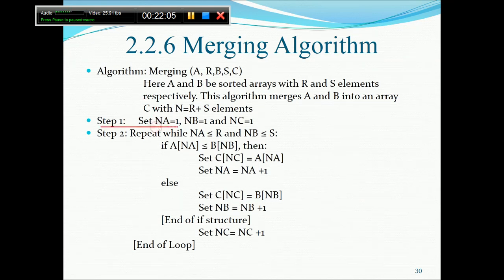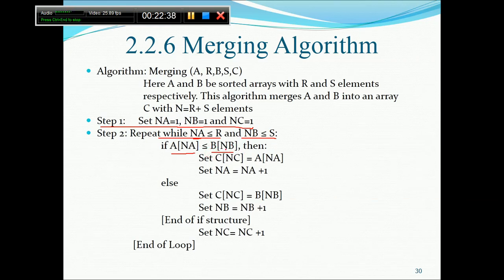So Na is equal to 1, Nb is equal to 1 and Nc is equal to 1. So every index, Na will consider the A array, Nb will consider the B array and Nc will consider the C array. They are just pointing to the first index. Now while Na is less than or equal to R and Nb is less than or equal to S, this means we have some elements present in both the arrays. Then it will compare the content of the A array and the B array.